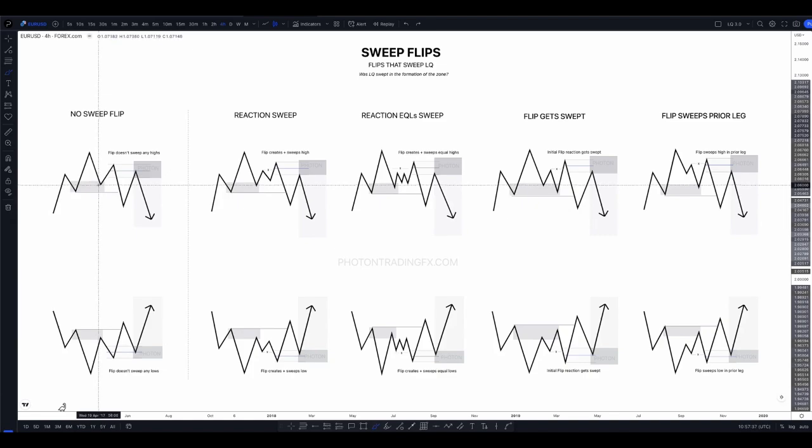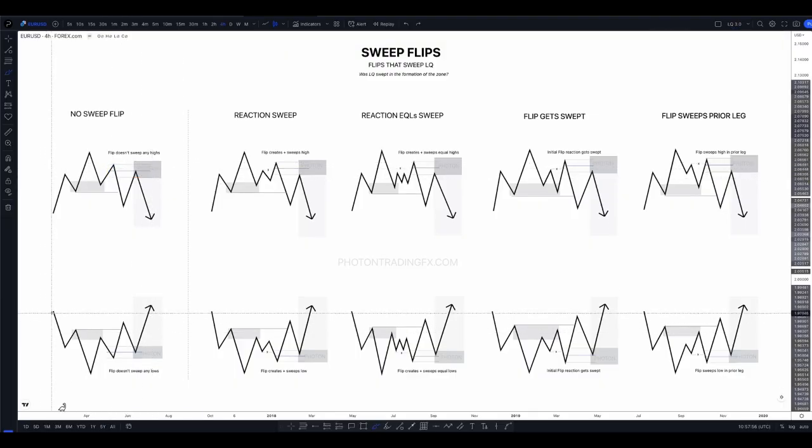Okay, so anywhere from the low of the reaction to the top of the reaction, that's where we can draw our demand to supply flip range, right? Anywhere within that range. And then like I've done here, we can obviously refine it to the pivot zone within that, right? One or two candles or whatever. Okay, so that's the standard flip zone.